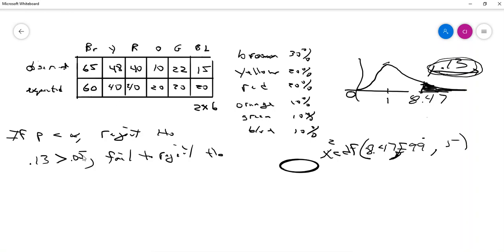We need that p-value to be really 5% or less when we're trying to reject. Okay, so that's it for the chi-square goodness of fit test, and then we're going to look at the test of independence in the next video.